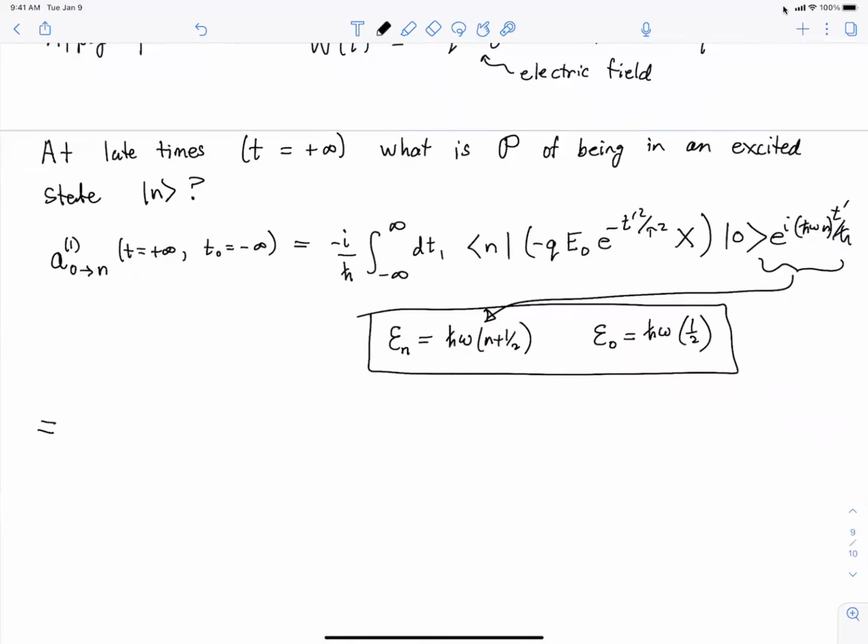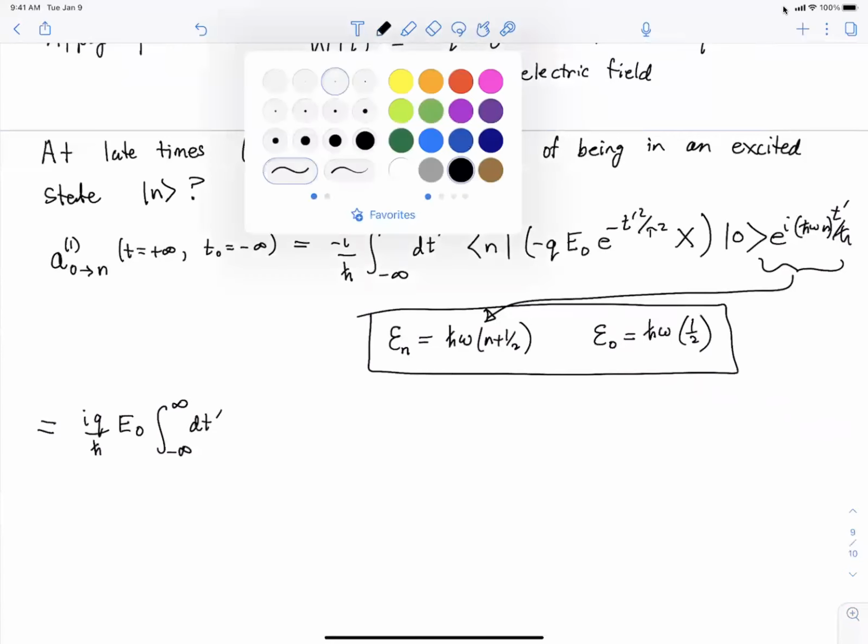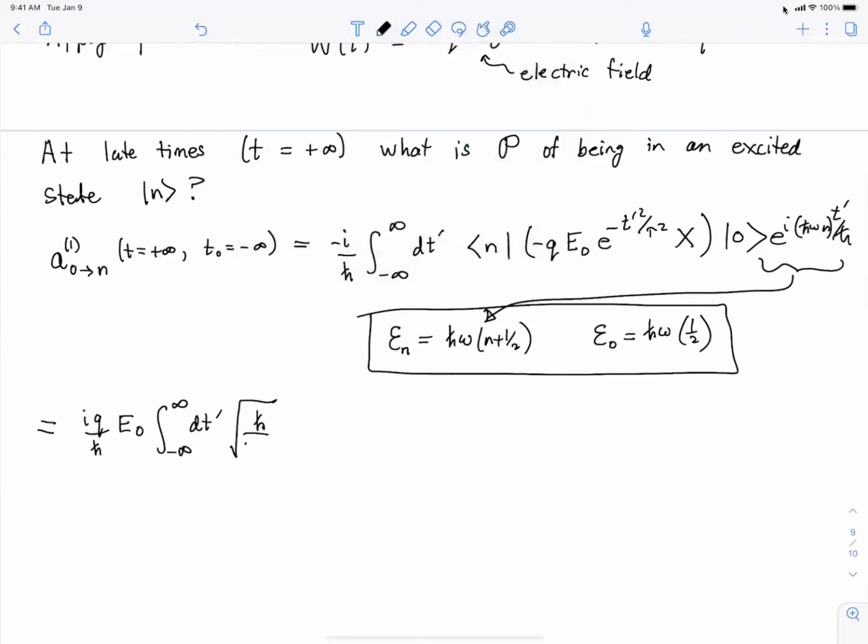This is going to be iQ over h bar times E0, integral from minus infinity to infinity, dt prime. Oops, I used t1 and t prime interchangeably. Let me call it t prime. Okay, and so now I'm going to plug in for what x is in terms of creation and annihilation operators. So there's going to be a square root of h bar over 2 m omega, n a dagger plus a, 0. And then I have my time-dependent parts. That's rewriting the mess above it.